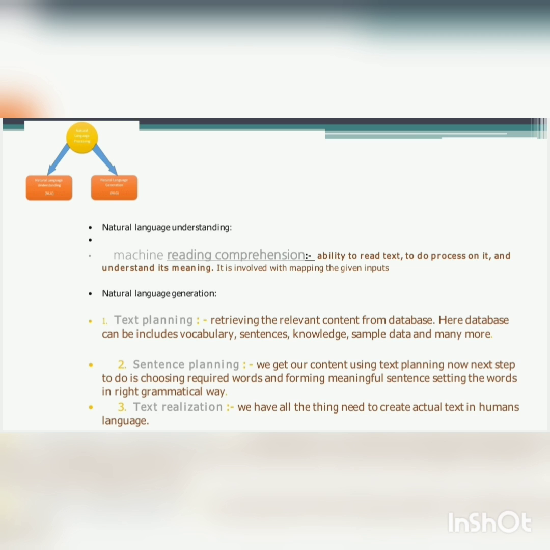Text planning: retrieving the relevant content from a database. Here the database can include vocabulary, sentences, knowledge, sample data and many more. Sentence planning: we get our content using text planning. The next step is choosing the required words and forming meaningful sentences, setting the words in the right grammatical way. Text realization: we have everything needed to create actual text in human language.